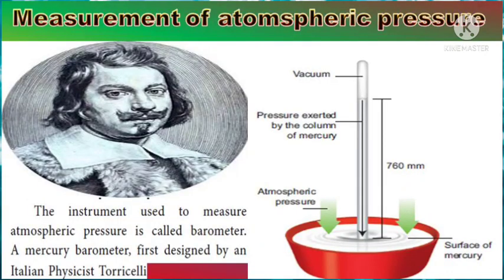Measurement of atmospheric pressure. The instrument used to measure atmospheric pressure is called a barometer. A mercury barometer was first designed by an Italian physicist, Torricelli. Yes, the legend Torricelli's picture is shown in our slide too. Now we will see how Torricelli measured the atmospheric pressure with this instrument.